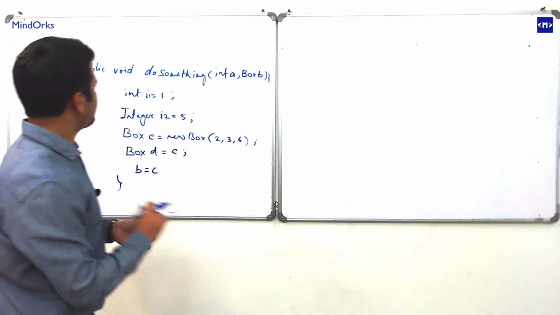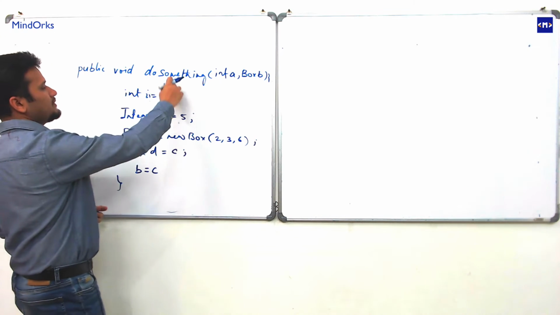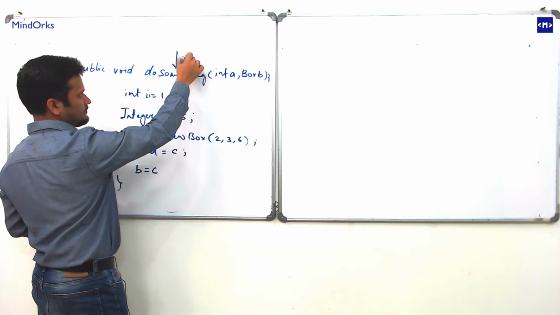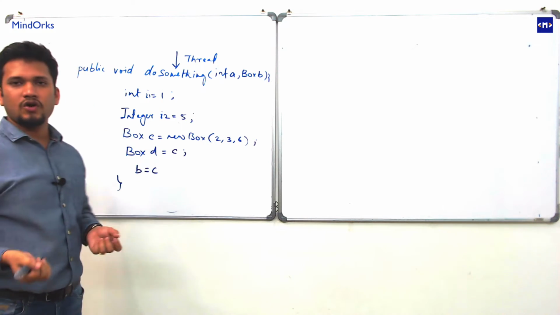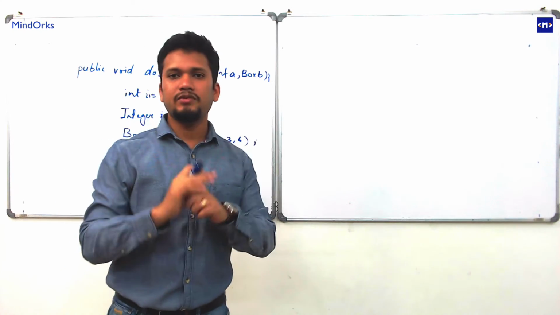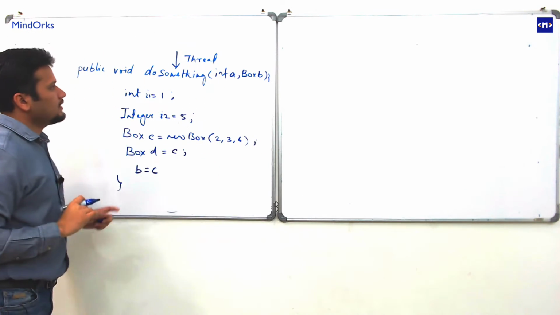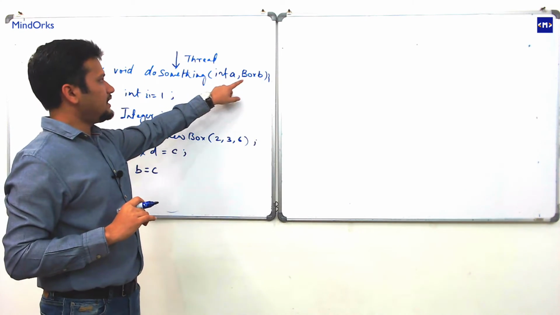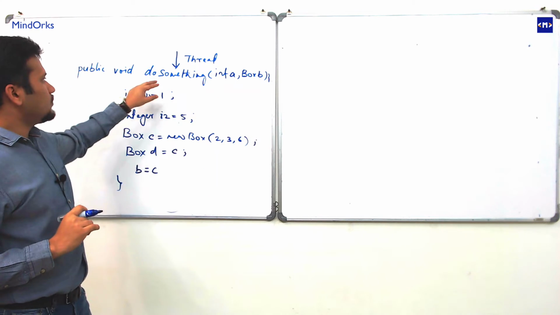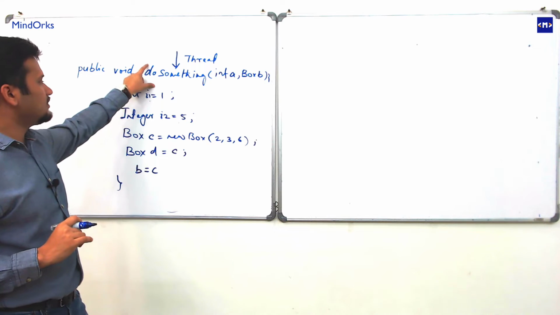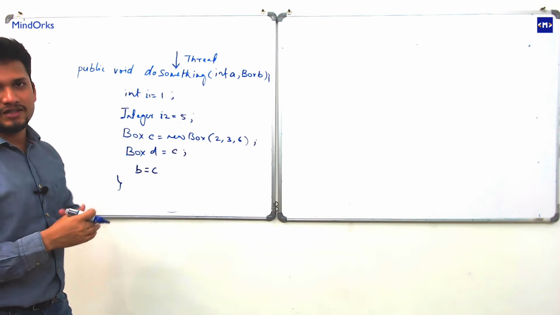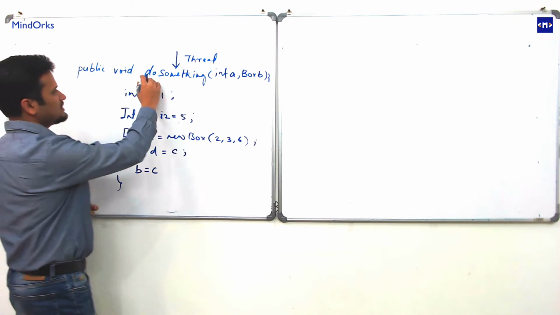Now this method must be called by a thread. Either your main thread will call it or a background thread will call it. Some thread will call this method. You are passing int a and Box b. When you call a function, we call it a function in Kotlin and a method in Java. These are just jargons.